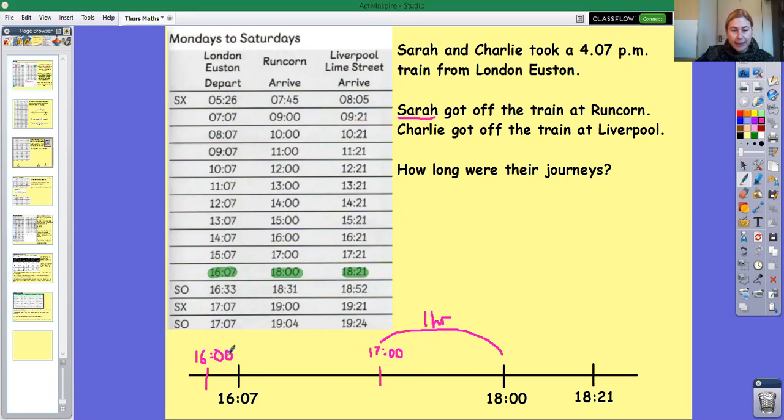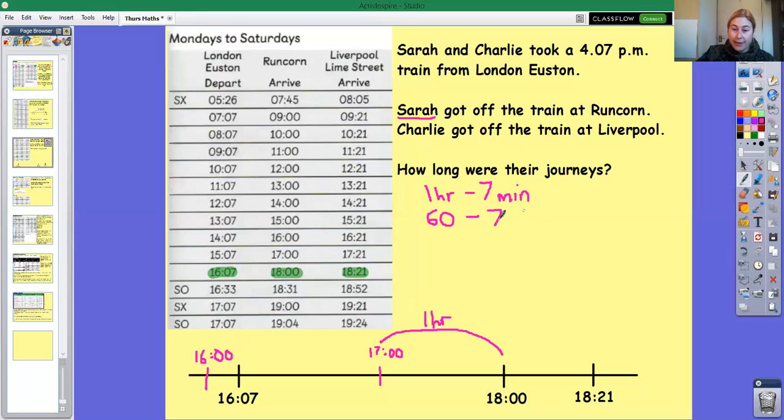She departed 7 minutes later. So this is like an hour take away 7 minutes, okay? So rather than doing a whole hour jump, I need to think about what is an hour take away 7 minutes. Now I know that an hour is 60 minutes in total. So it's like 60 minutes, take away 7 minutes.